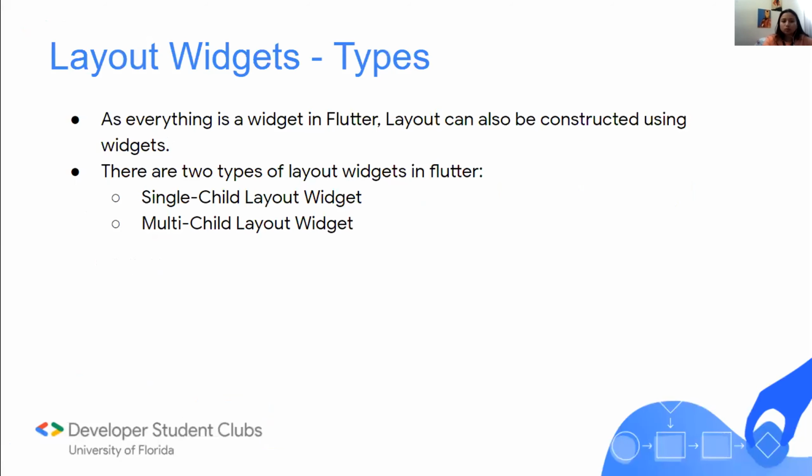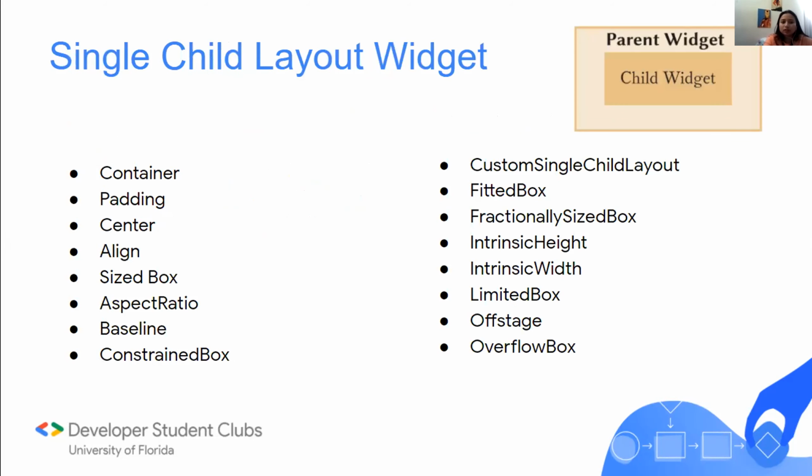So there are two main layout widgets in Flutter. First one is the single child layout widget. As the name suggests, it can only have one child widget inside the parent widget, and the second one is the multi-child layout widget. So these are some of the single child layout widgets that are provided by Flutter. And according to the requirement, it comes with practice, so you know which to use when. Container is the most popular layout widget.